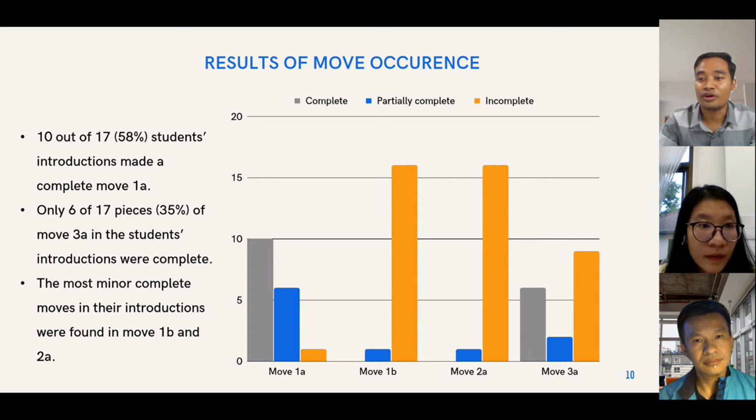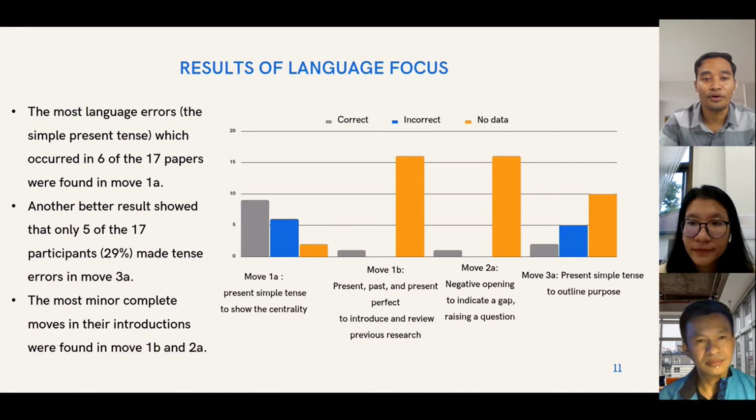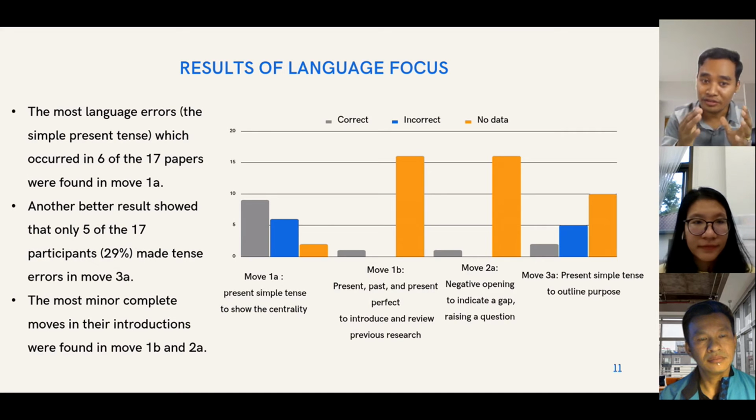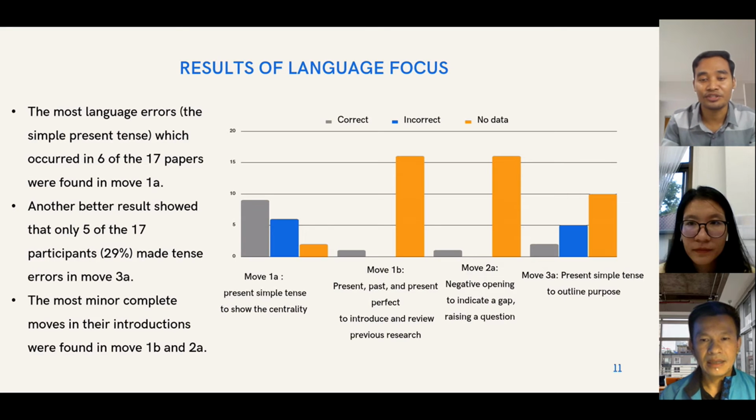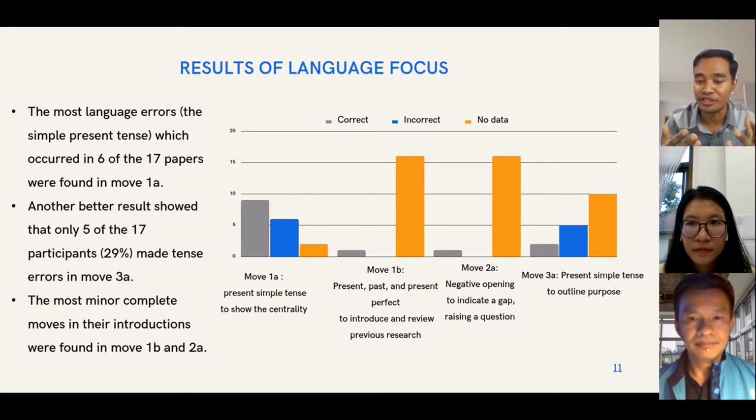Now, let us move on to 4.2, which is about language errors of the four obligatory moves. So now let us look at Figure 2 together. Figure 2 shows the language errors in the four moves of the students' introduction part taken from their research reports. Based on the figure, the most language errors, which refer to the simple present tense and occurred in 6 of the 17 papers, were found in Move 1A.